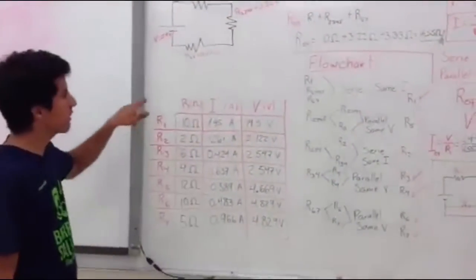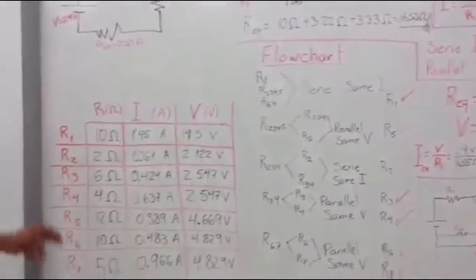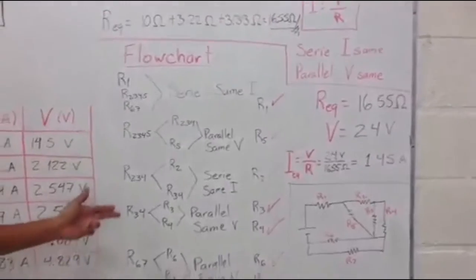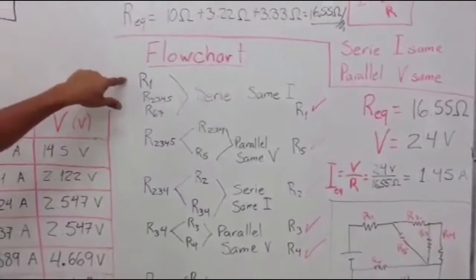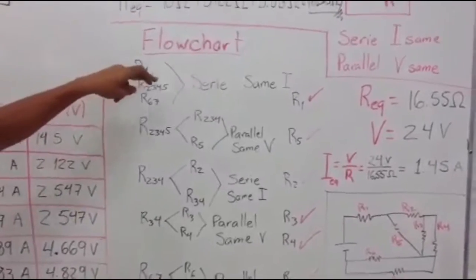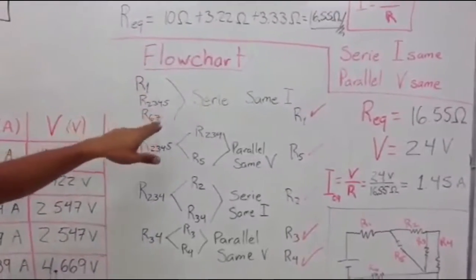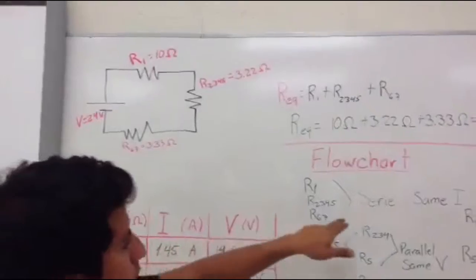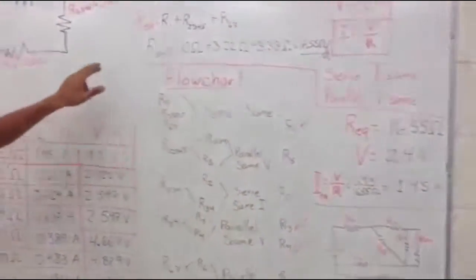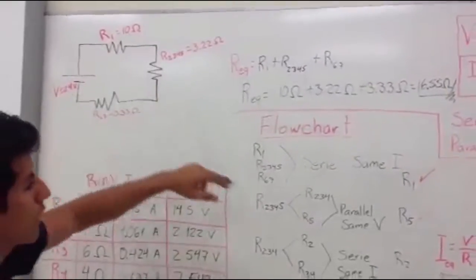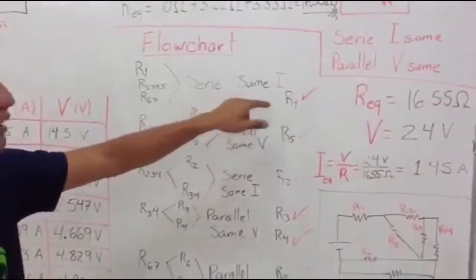The problem is to get the current and the voltage of each resistance, we need to follow this flow chart with its sequence and logical procedure. First, the resistance 1 and resistance 2, 3, 4, 5 and resistance 6 and 7 are in series, so they have the same current. And with this, the resistance 1 is alone, we can get out the values with the formulas, and we have it here.